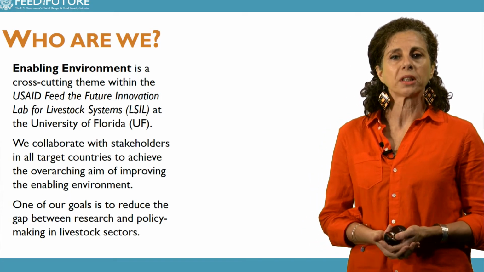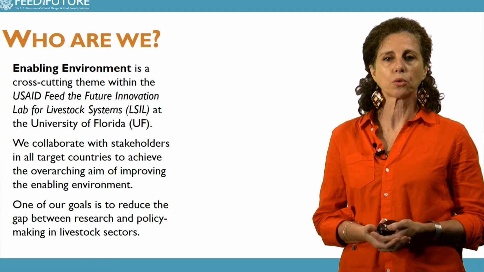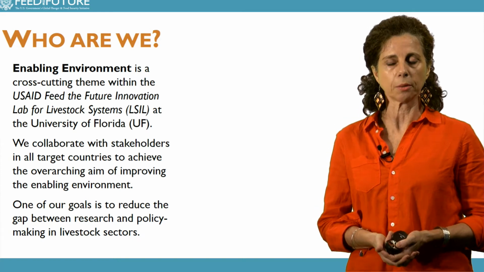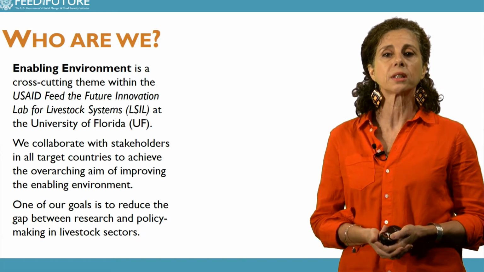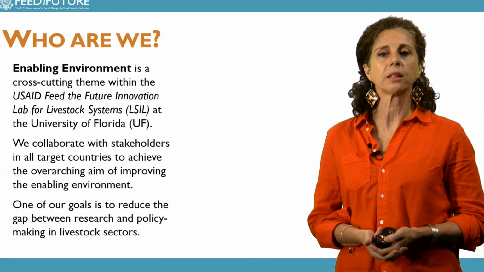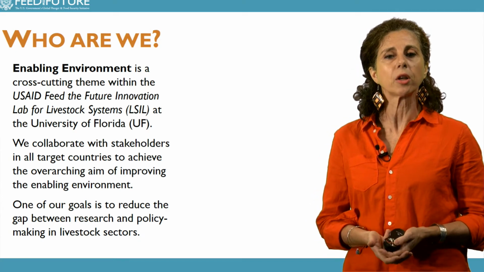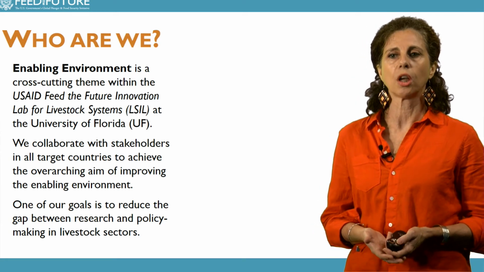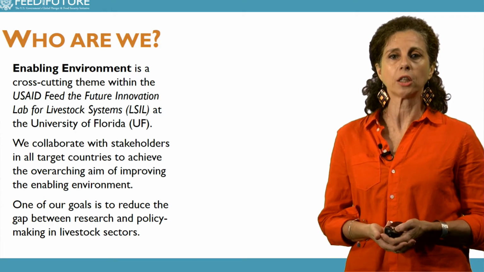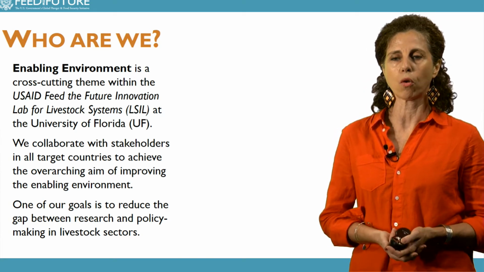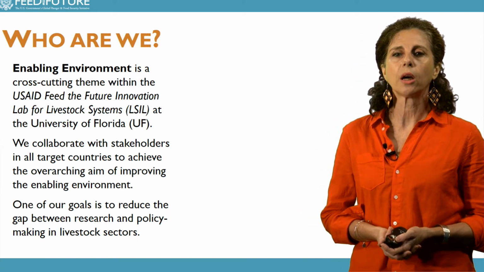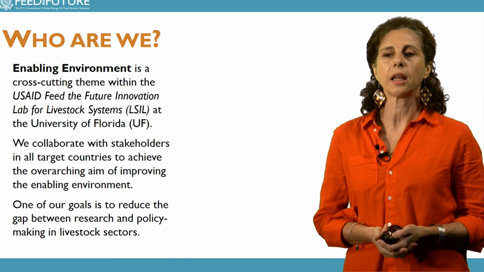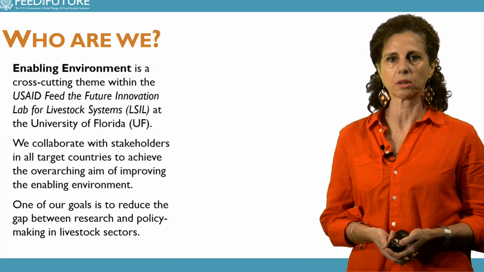What is the Enabling Environment cross-cutting theme? We want to pursue the same objective as the lab, which is to promote sustainable livestock systems. And we do so by working with all stakeholders in our target countries. These stakeholders can be at national levels, like policymakers, but also local level actors. The purpose is to improve the dialogue, sharing experiences and knowledge, and contribute to an enabling environment for improved livestock policies. One of our key goals is to reduce the gap between research and policy worlds, and in this way to improve livestock sectors.